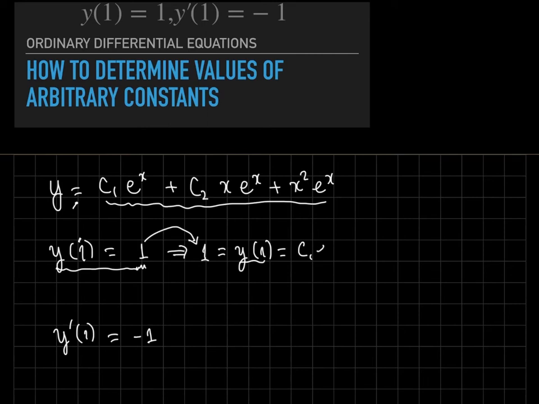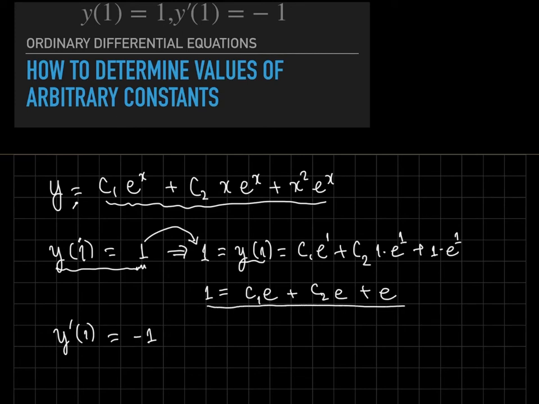So c sub 1 e to the 1 plus c sub 2 times 1 times e to the 1 plus 1 times e to the 1. Or simply, that's just c sub 1 times e plus c sub 2 times e plus e. So this is our first equation from the first condition. Let's call that equation 1.